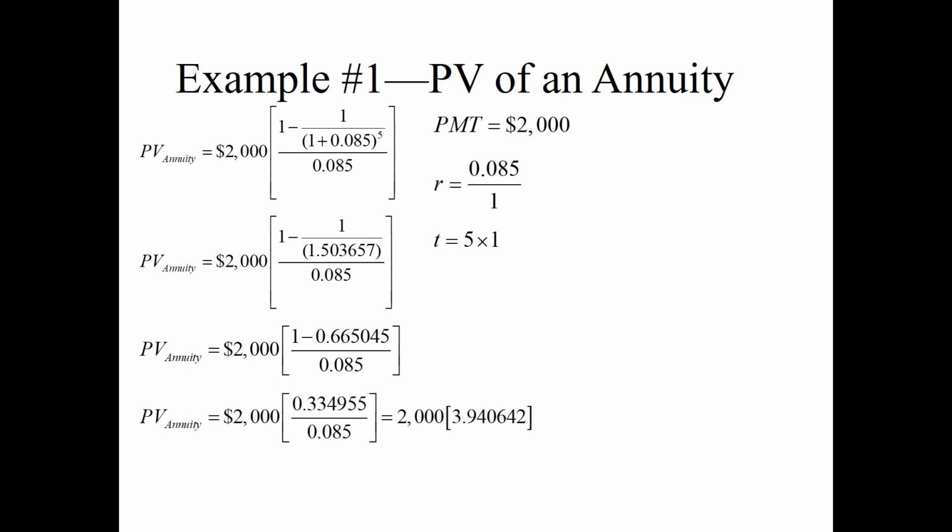And we see the present value of this annuity is going to be equal to 2,000 times 3.940642. And the present value of this annuity is $7,881 and about 28 cents. So in this case, we would be indifferent, assuming that we could earn 8.5% per year. We would be indifferent to receiving a stream of $2,000 cash flows for each of the next 5 years, or the one-time payment today of $7,881 and about 28 cents.